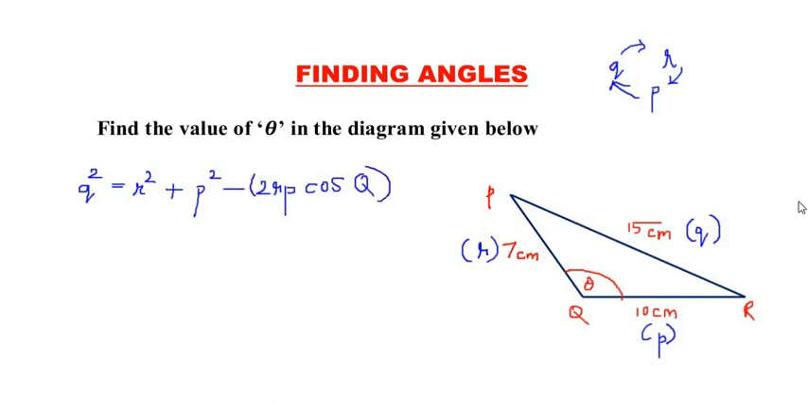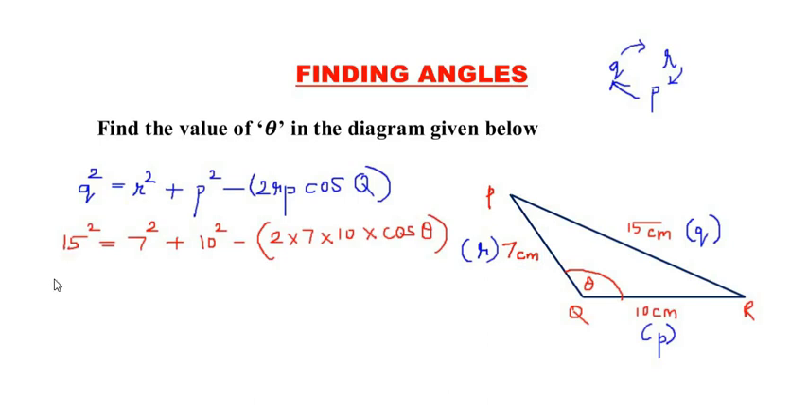Let us start substituting the values here. Q is 15, so Q square becomes 15 square equals R is 7, so 7 square plus P is 10, so 10 square minus, in the bracket, 2 times R is 7, P is 10 times cos Q, which is theta, so cos theta.